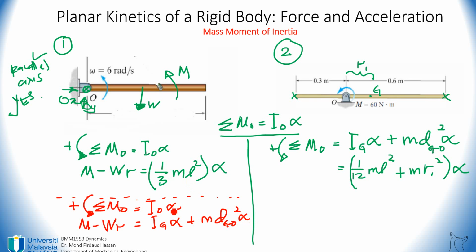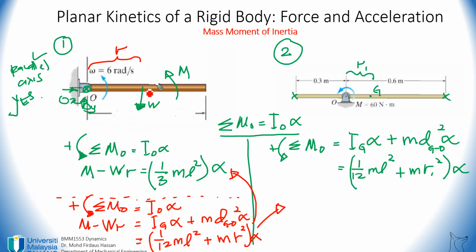Okay, what is Ig? Ig doesn't change. Ig is 1 over 12 m l square, plus m R square times alpha. Sorry, this one is R1, this one is R. Is this similar? Not yet. What you have to do is we know the R. For this case number 1, R from G to O is L over 2, half. So 1 over 12 m l square plus m times L over 2 square times alpha.